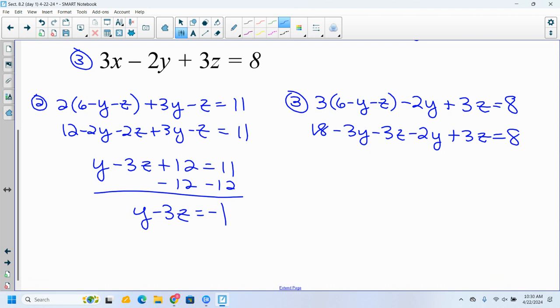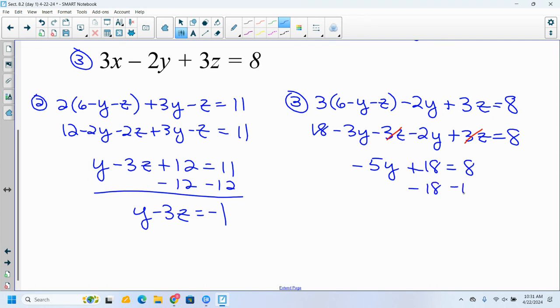All right, but actually something really nice happens on this one. And what would that be? The z's cancel. The z's add up to 0. And that's going to be really nice here in 1 second. I get negative 3y minus 2y, I get negative 5y. The z's add up to 0. Negative 3z plus 3z. I got plus 18 equals 8.